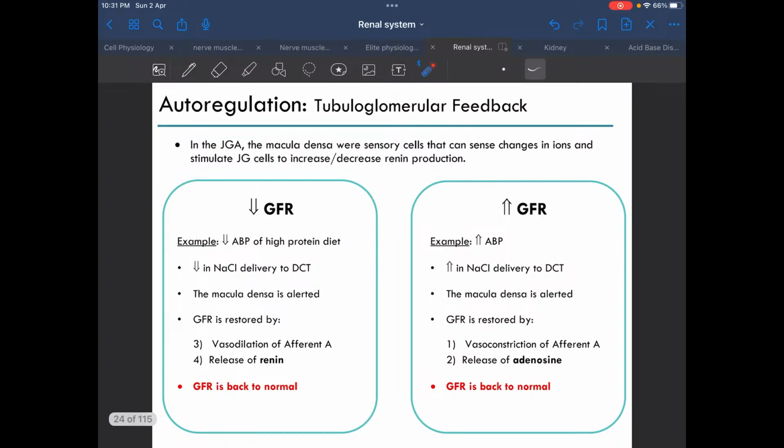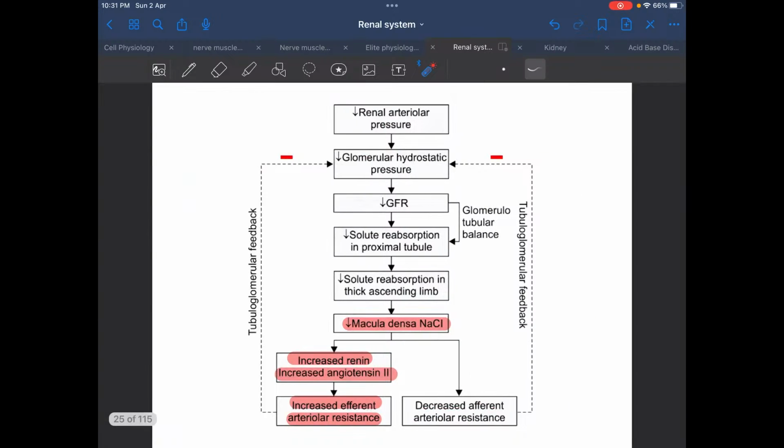The next mechanism that we're talking about is the tubuloglomerular feedback. And we know the tubuloglomerular feedback is in turn due to the juxtaglomerular apparatus. Let's see what we mean by tubuloglomerular feedback. Let's assume there's a decrease in renal arteriolar pressure. So the glomerular hydrostatic pressure also falls, and there is some decrease in the GFR. Now the renal autoregulation has not kicked in yet. We'll be discussing how it kicks in.